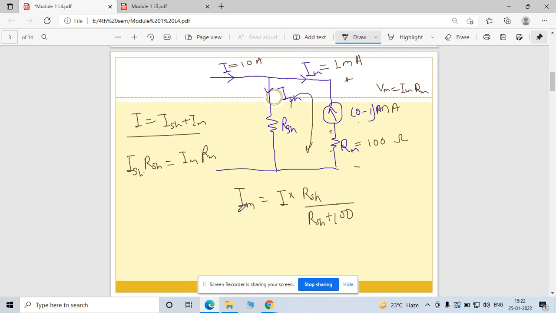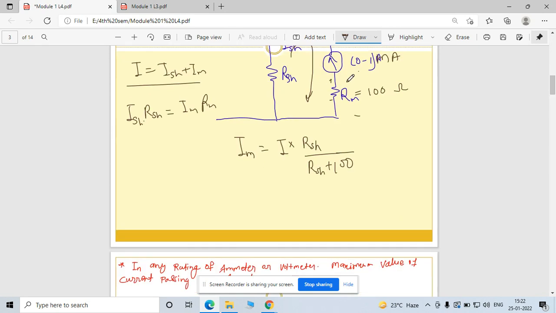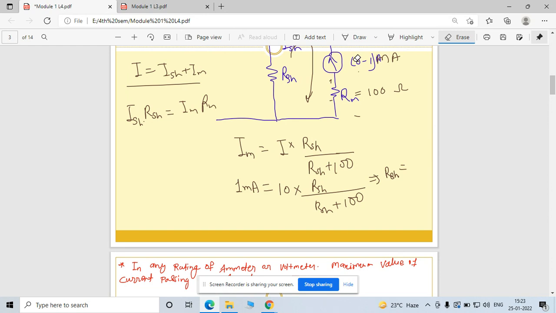Yes guys, so this is with you. Put the value of this Im. Im is nothing but your 1 milliampere. The I value you want is 10 ampere, and you need to find out this RSH, which you are connecting in parallel with your meter, so RSH plus 100. Now when you solve it, you will be able to find this RSH as 0.01 ohm.